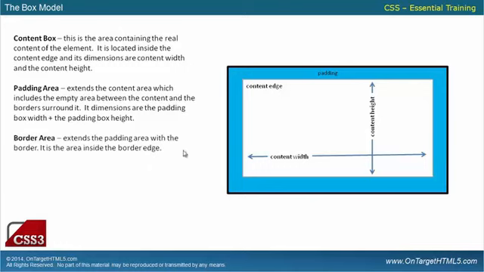The border area extends the padding area with border. It's the area inside the border edge. So now we can actually put a border. When you see borders around content in HTML, that's actually part of the padding area, and it's at the edge of that padding. So if I had a 2-pixel border that went completely around my box model, and again, I've got this 500 pixel width, so now I've got a 2-pixel border, a 10-pixel padding, 10-pixel padding, 2-pixel border, so that's 24 pixels.